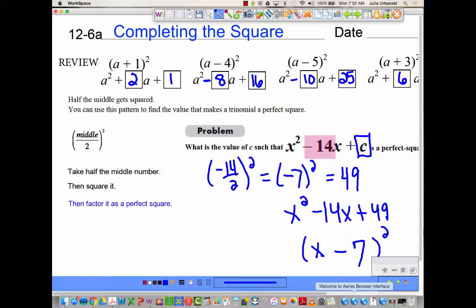Okay, you're going to fill in the blank for C, and then you're going to write it as a perfect square. And you don't have to do all the written stuff there. I just wrote it for your notes, but most of you are going to be able to see it in your head. Okay, so number 1.